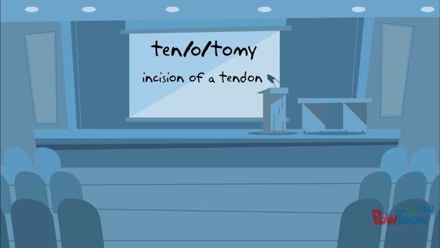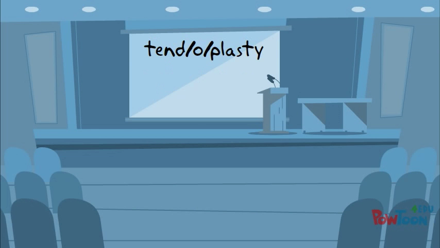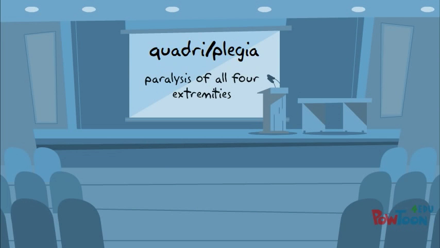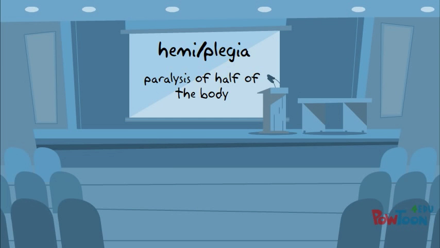Tenotomy is the incision of a tendon. Tendoplasty is the surgical repair of a tendon. Tendinitis is the inflammation of a tendon. Quadriplegia is paralysis of all four extremities. Hemiplegia is paralysis of half the body.